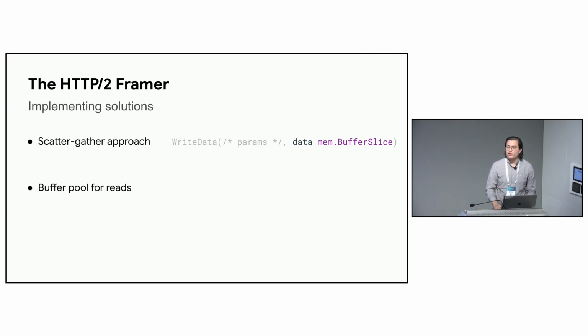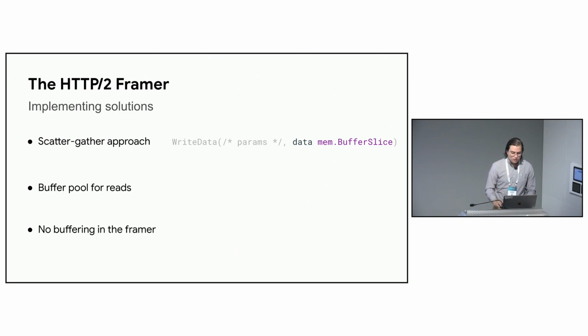On the other hand, for the reading validation, we will essentially now have a buffer pool so that we can read bytes from the network into the buffer from the buffer pool, and then give ownership of that buffer to the rest of the application. That way the application can keep that buffer for as long as it needs, and whenever it's done using it, it can return it to the pool for it to be reused by the framer again.